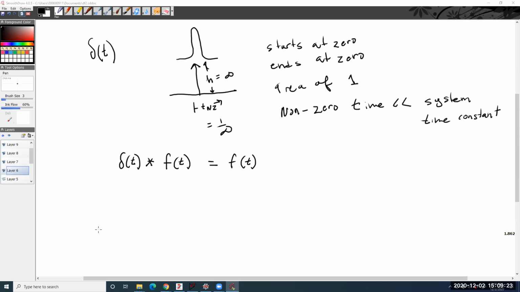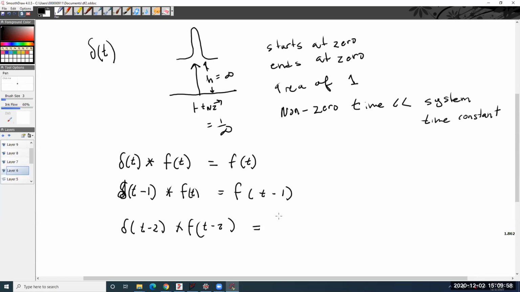And so if we have delays, like t minus one, we get the same function, just delayed by whatever. Okay.